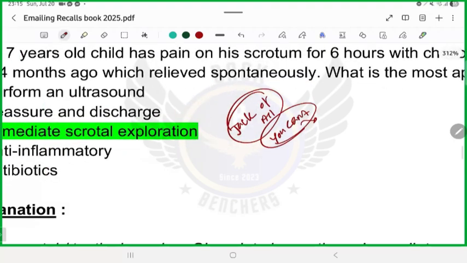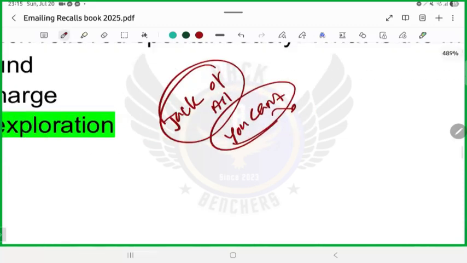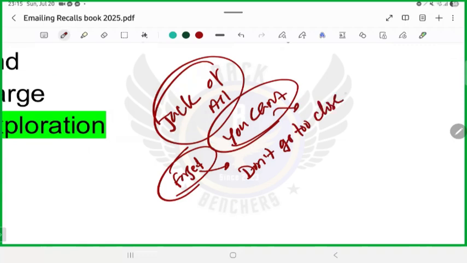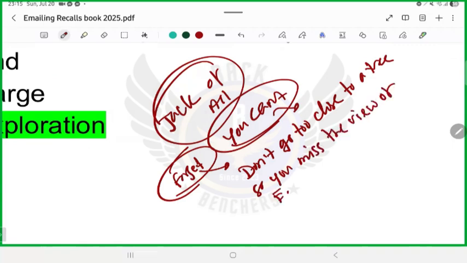And when you are the specialist of your field, you need to know your things really well, and only those things. If you want to know everything, you will forget the important things. Remember what I said: don't go too close to a tree, so you miss the view of the entire forest.